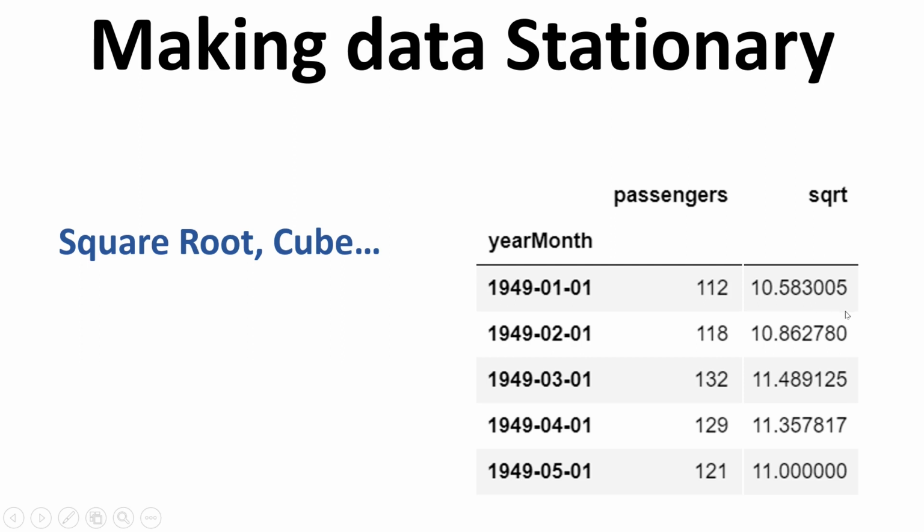If this does not work, what you can do is also find the difference. Instead of using the actual value of passengers, you can try to use the log value of this, then square root that, and then find the difference and check out the stationarity. So there are multiple ways.